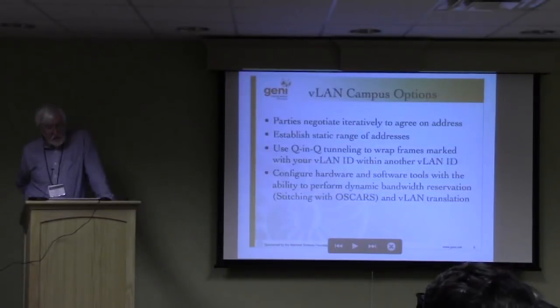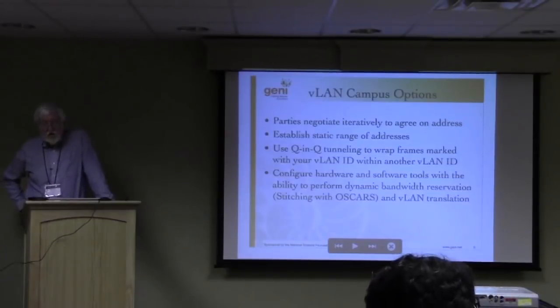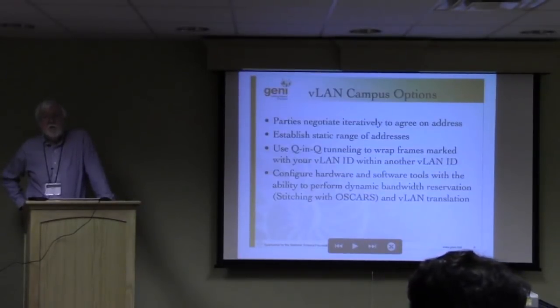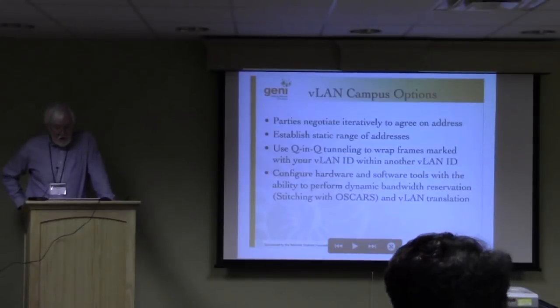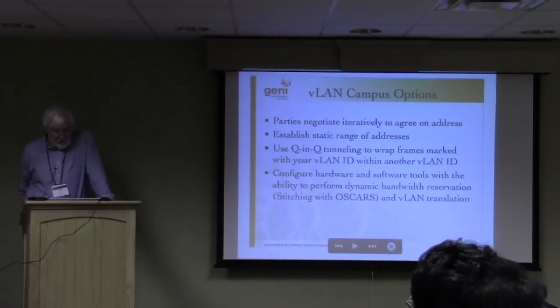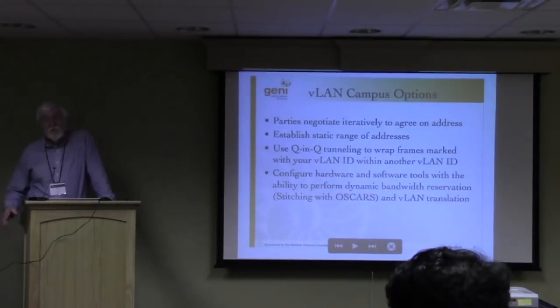So it gets a little tricky, though, when we think about how these VLAN options are negotiated. As Tom Lehman presented yesterday, too, in his stitching talk, there's a handful of ways to do this. The parties can basically get on the phone or on email or have a range that they're working on to establish those address spaces for the VLAN flows. They can use QinQ tunneling to essentially wrap frames together and to do some dynamic version of provisioning as well.